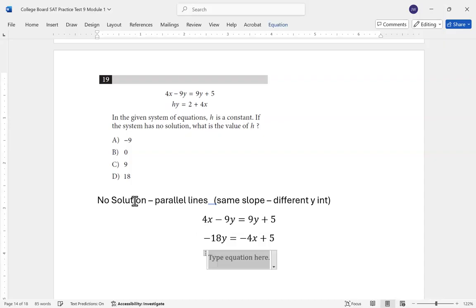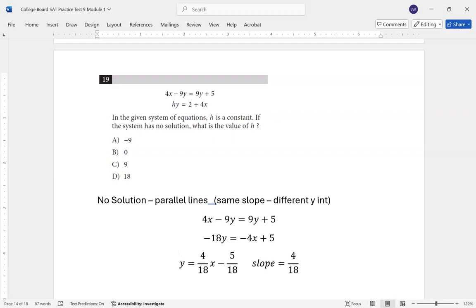Putting this into slope-intercept form now just means that I divide both sides by negative 18. So I get a positive 4 over 18 times x minus 5 over 18 as the equation of that first line. So that's the first line, and as we can see, the slope of that line is 4 over 18.